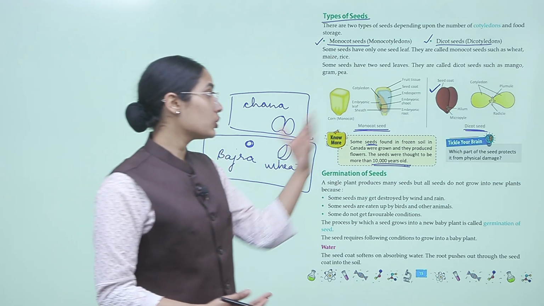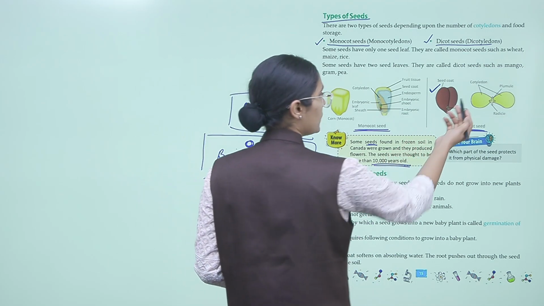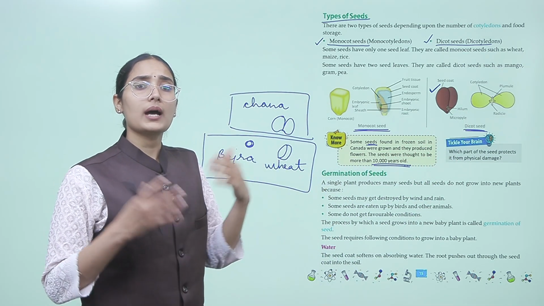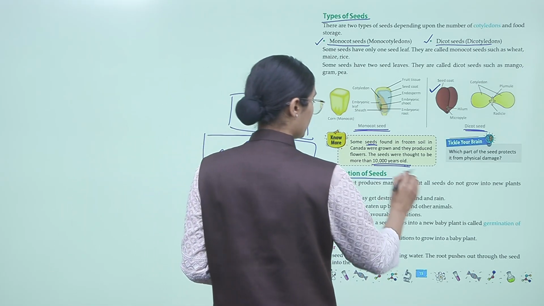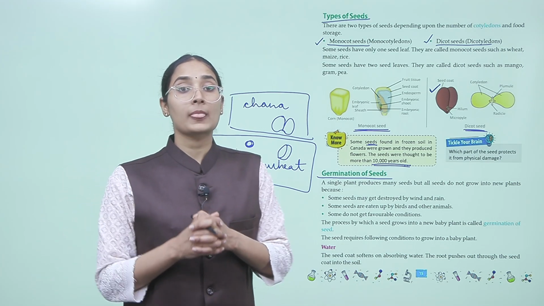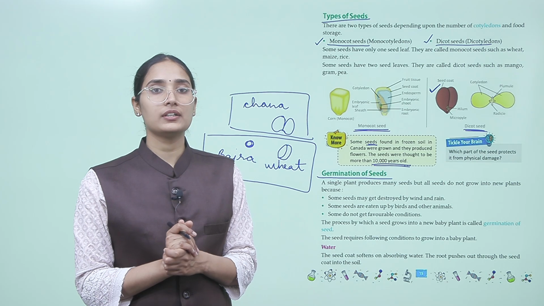Now let's talk about what happens to the seed. We talked about seeds and the different kinds of seeds, but what happens to the seed? What's the purpose of this seed? Why do plants produce a seed? So, the next topic is the germination of seed.